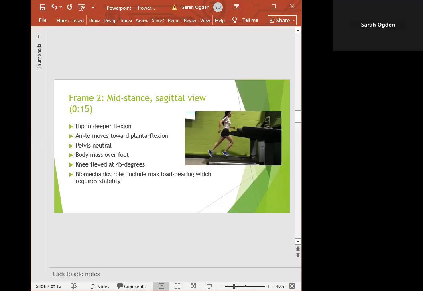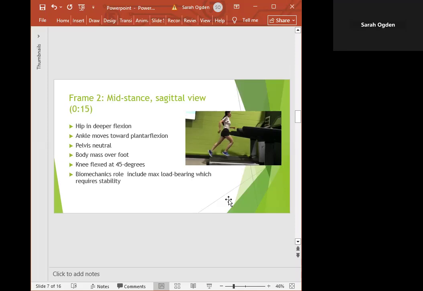This is the most load-bearing part of the gait cycle. The knee must manage high forces. If patellar alignment is off, stress increases here. So you really want to make sure everything is aligned in your stance.